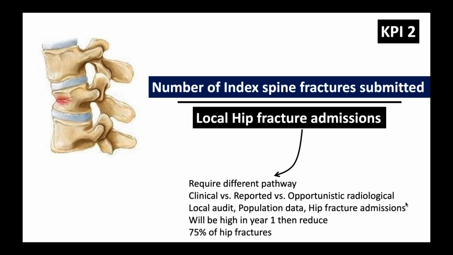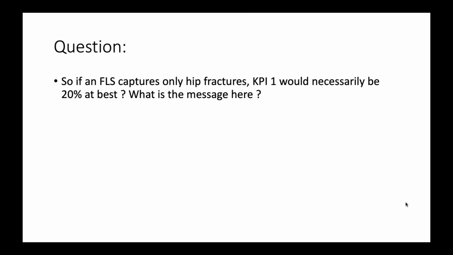Serge, you have a question for me here. Yes, indeed, because if, say, an FLS, and it's often the case in the beginning, captures only hip fractures to start, and you see that the denominator is times 5 the hip fracture load, so even the most performant FLS that captures all hip fractures in a given hospital, if it captures no other fractures, would be 20% at best for the first KPI. Is that a bad result? I mean, what does it say to a given FLS?